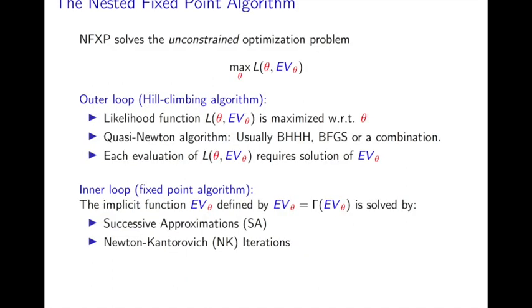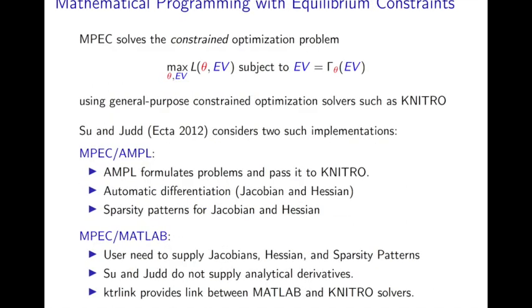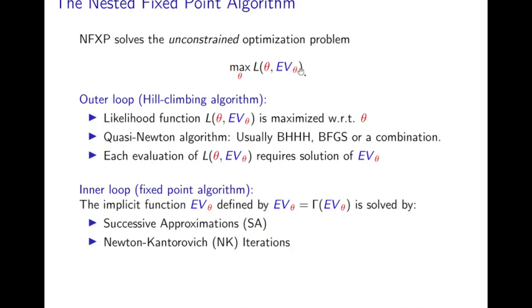Okay. Now, let's move on to mathematical programming with equilibrium constraints. This is slightly different. Now, notice here, the problem looks similar, right? It's very similar. We're maximizing the same function, but now there's no subscript theta here, okay? That's what we have down here, right? We have a subscript theta here to highlight that it's an implicit function of the structural parameters, right?